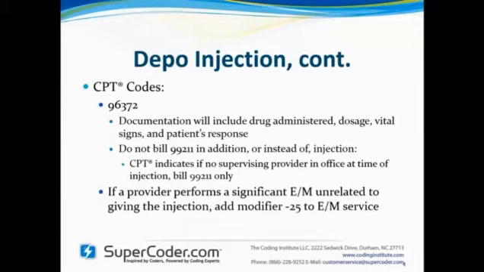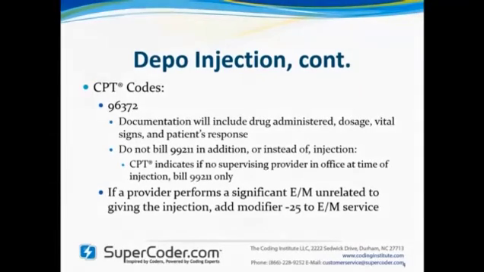If the provider performs a significant unrelated E&M, in other words, the note is not involved about giving the injection, but it involves some other thing that the patient is complaining of that day or something else that needs to be evaluated, you can bill that other level of E&M service starting with a 99212 if she's established, or 99201 if she is a new patient. And remembering to add a 25 modifier, but the note must clearly show it was significant and separate from that injection.